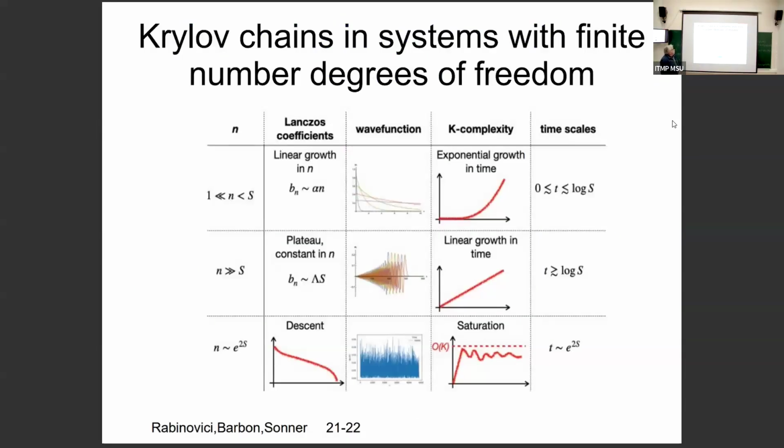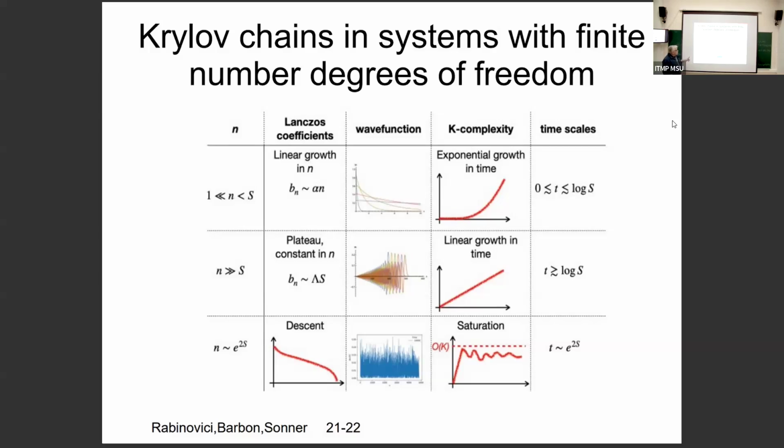Okay, so when we consider a system with a finite number of degrees of freedom, it can be shown that the whole Krylov chain is finite dimensional. So there is a finite number of sites in the Krylov chain, and the whole number is proportional to e to the power 2S. But it turns out that there are several intermediate behaviors of the Lanczos coefficients, which correspond to different time scales.